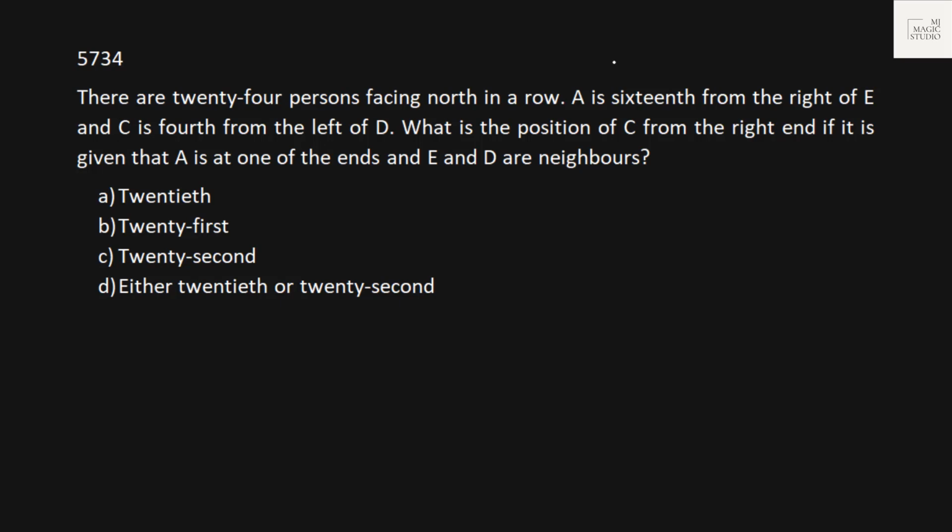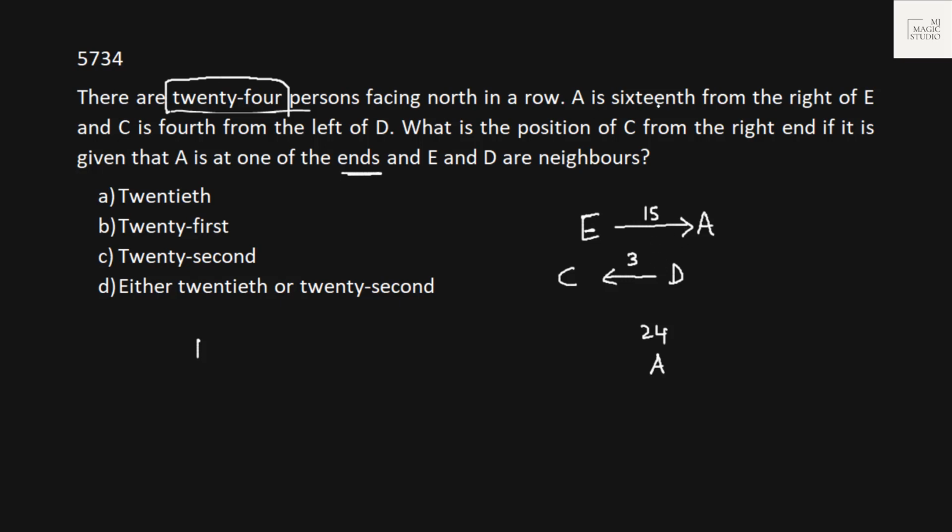Okay, let's see this one. There are 24 persons facing north in the row. It's quite easy because we know how many people are there in the row. There are 24 persons. A is 16th from the right of E. A is 16, that means 15 people between E and A. C is 4th from the left of D. What is the position of C from the right end if it is given that A is at one of the ends? Now obviously A is at the 24th position because E is towards left of A.